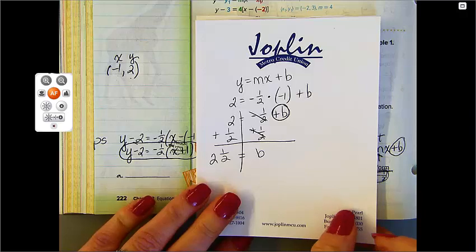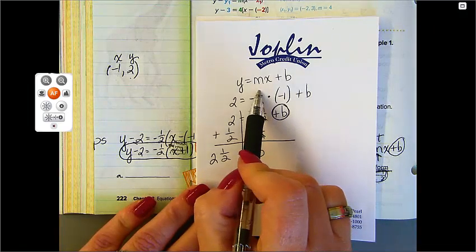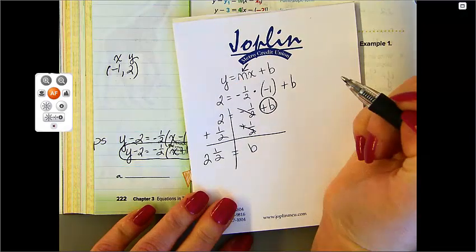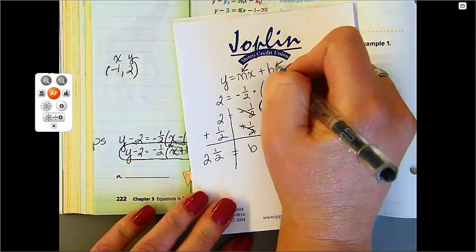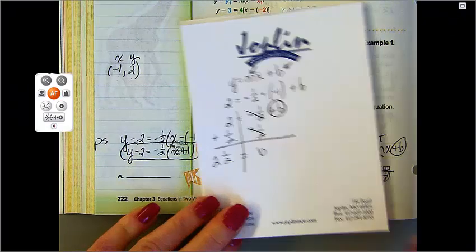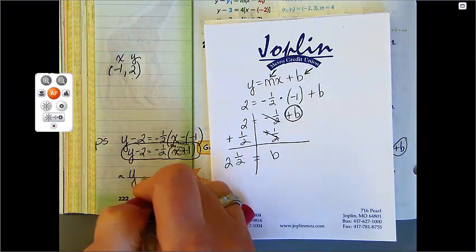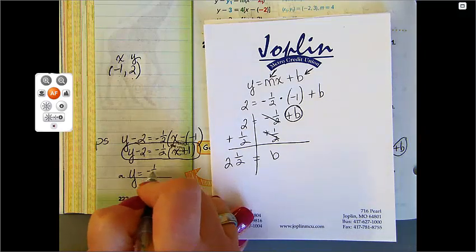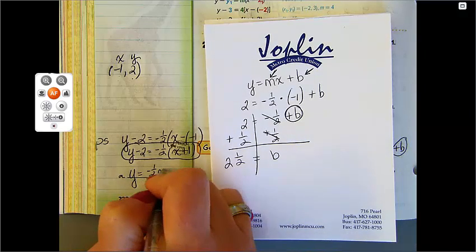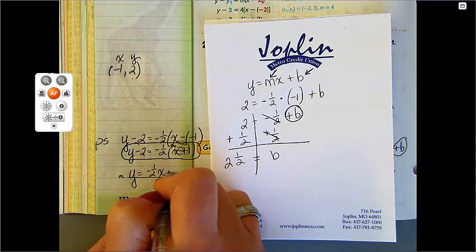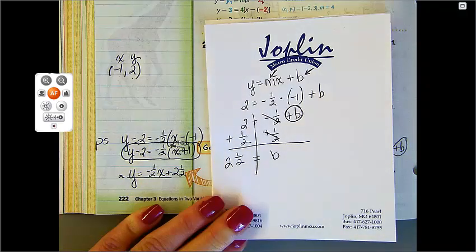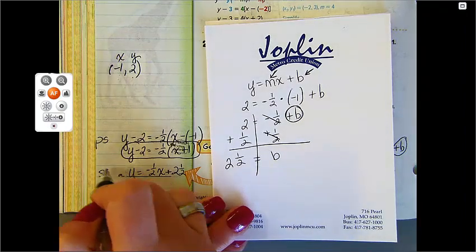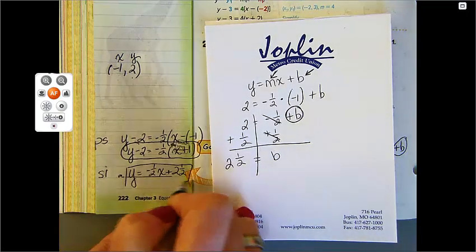Okay. So now in my slope-intercept form of the equation, I can replace my m with the m that they gave me, and I can replace my b with what I just solved for. So my answer is y equals my m, which is a negative 1/2, and my b, which is a positive 2.5. And there's my slope-intercept form of the equation.